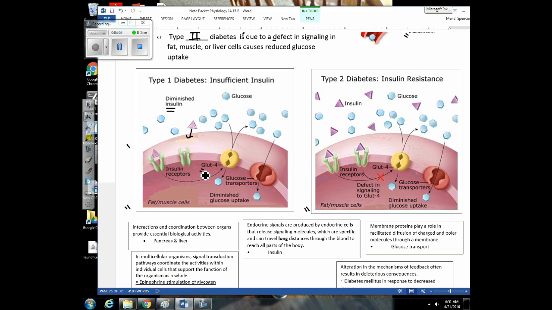Here we see insulin resistance. For some reason, we're not able to respond to insulin when we have type 2 diabetes. Insulin is being produced, but there's a defect in the signaling pathway that is preventing the uptake of glucose from the blood. So when you have diabetes, your blood sugar levels are much higher than normal.